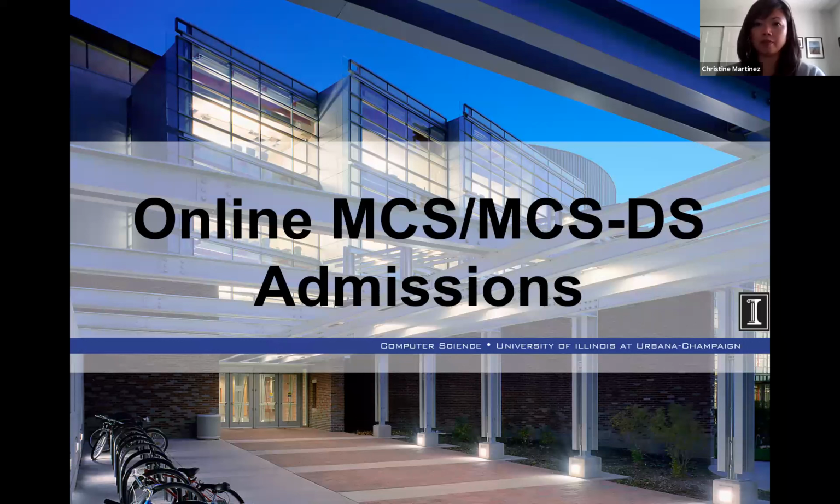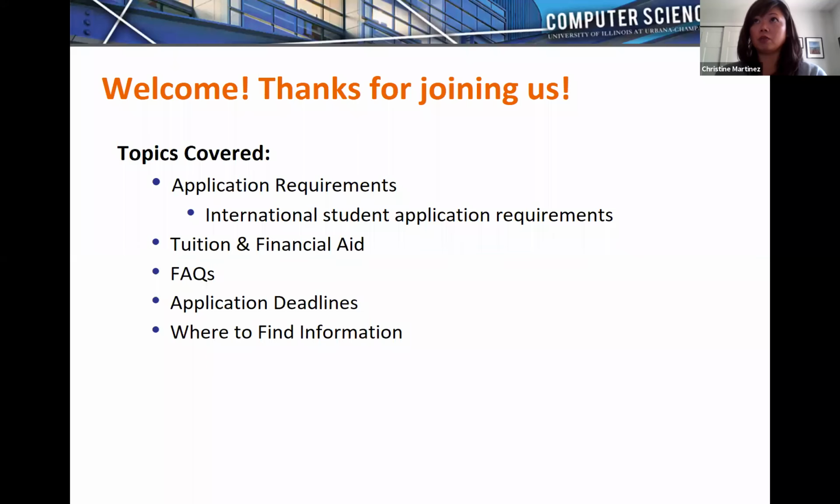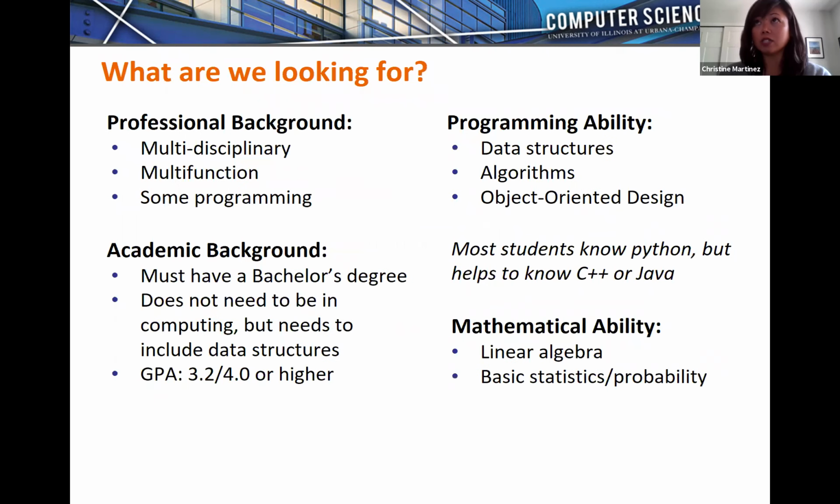So I'm going to go ahead and share my desktop. Please let me know if you can see it. Here we go. Can everybody see that? Yep. Okay, perfect. So again, this is the admissions webinar for online MCS, MCS-DS. I'm just going to go ahead and start off with slide 1. These are the topics we're going to cover today: application requirements, which will also include international student application requirements, tuition and financial aid, FAQs, application deadlines, and where to find information. So the second slide, what are we looking for and who are we looking for?